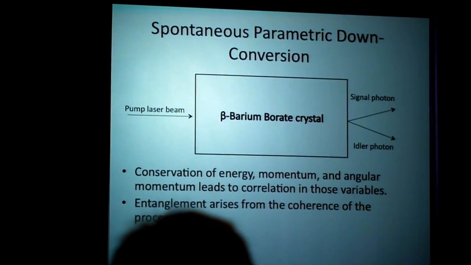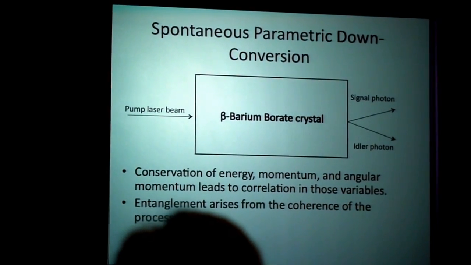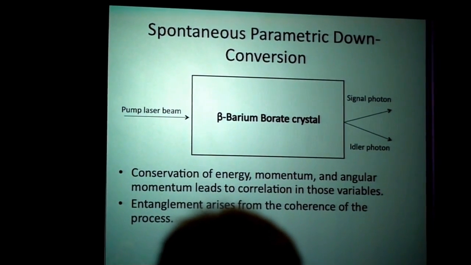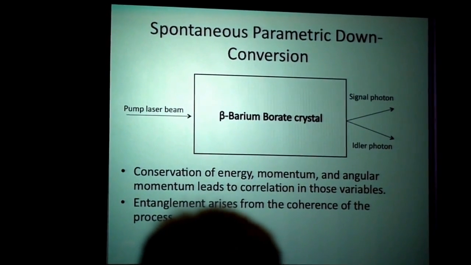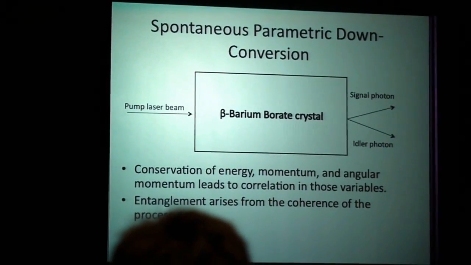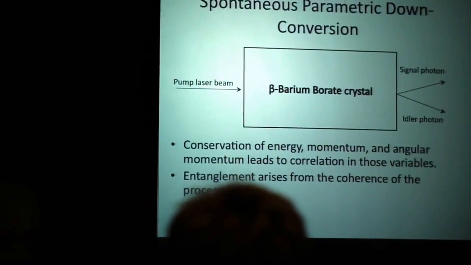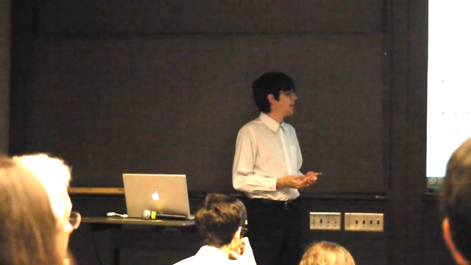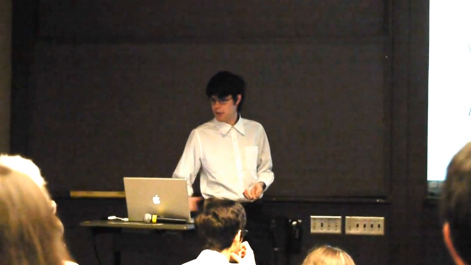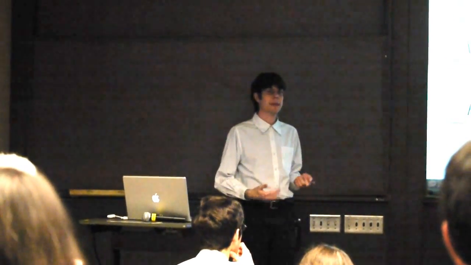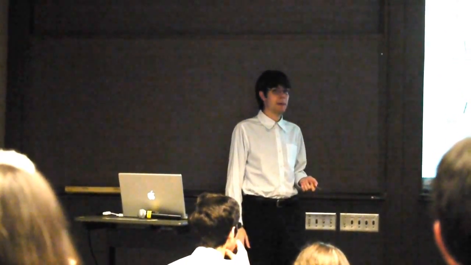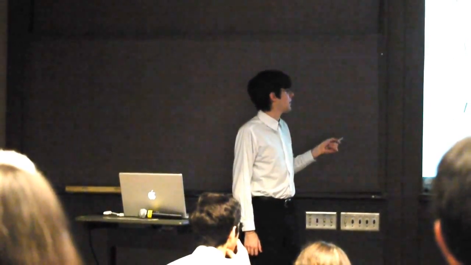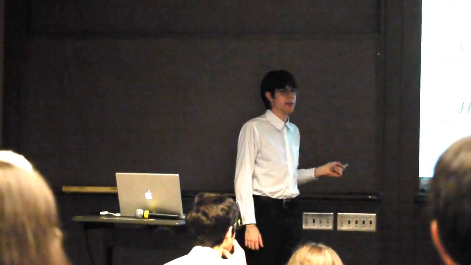that happens in a BBO crystal, where you put in one pump photon and it splits into two photons that have twice the wavelength and half the frequency. And so since the two photons are produced at the same time, you have to conserve energy, momentum, angular momentum, and so those variables are correlated. And it's a coherent process which makes them entangled with those variables. And then for polarization, the specifics of the process means that we use type 1 spontaneous parametric down conversion, which means you're turning vertically polarized photons into two horizontally polarized photons and vice versa.